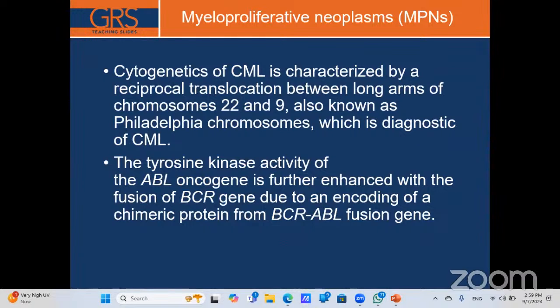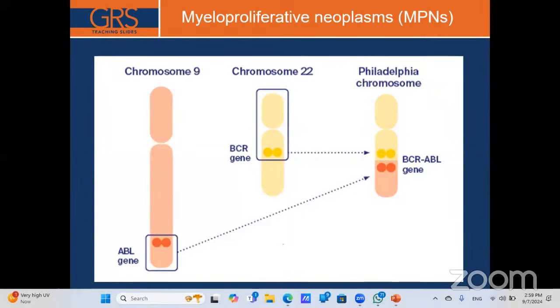Next slide, please. And this is a diagrammatic illustration of the Philadelphia chromosome, in which there is a translocation of the ABL gene from the long arm of chromosome 9 to the long arm of chromosome 22, forming the Philadelphia chromosome or the BCR-ABL gene. Next slide, please.